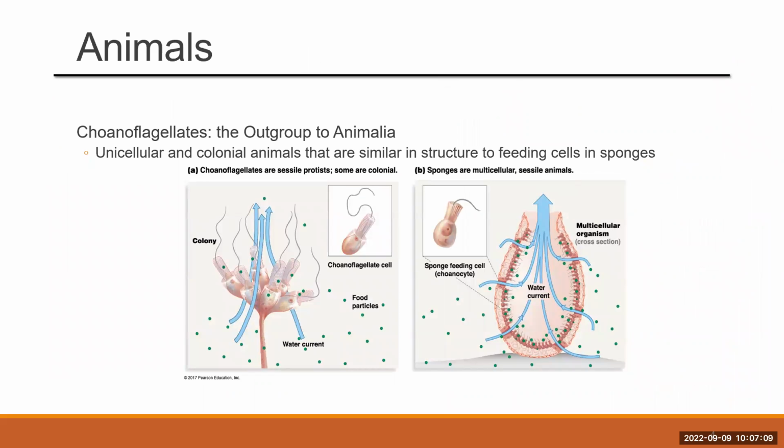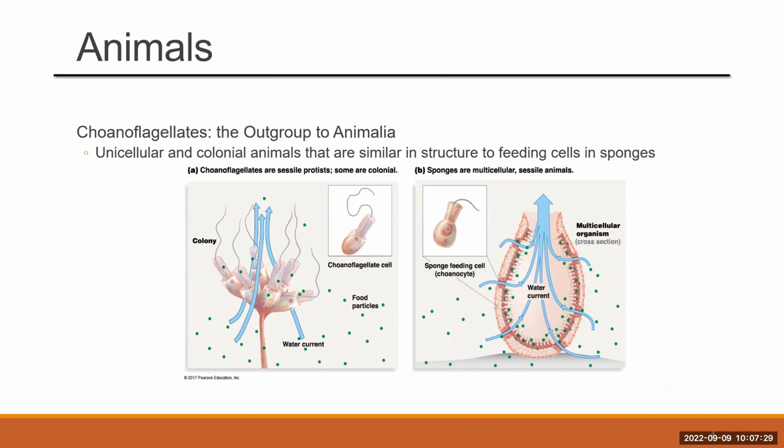Choanoflagellates are these cool little cells that just float around in the water and take in food particles and stuff like that. But they can form this colonial structure. They can congregate together to become something that has multiple pieces to it.